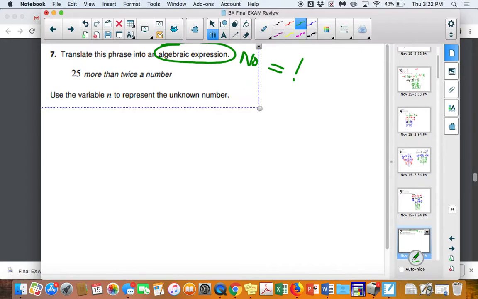So 25 more than. So more than means add. So I'm going to add, and then twice a number. Twice means 2 times. You don't know what the number is, but they do tell you to let n represent the unknown. So you're going to do 2n. Now, you can type it that way, or you could type 2n plus 25, because if you really want to get technical about it, more than means to turn it around. But Alex should take both of those responses.